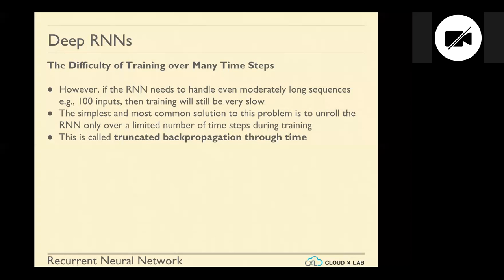All right. So if the RNN needs to handle even moderately large sequences, say 100 inputs, then training will still be slow. The simplest and the most common solution to this problem is to unroll the RNN only over a limited number of time steps during training. Okay, so the most common solution is that we don't keep the RNN sequence too big. And we generally call it truncated backpropagation through time.